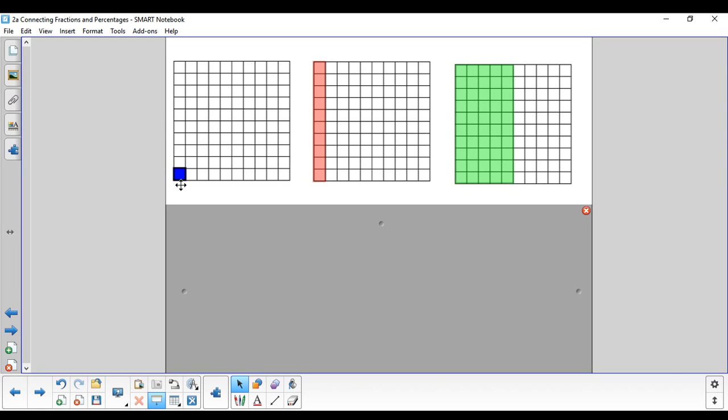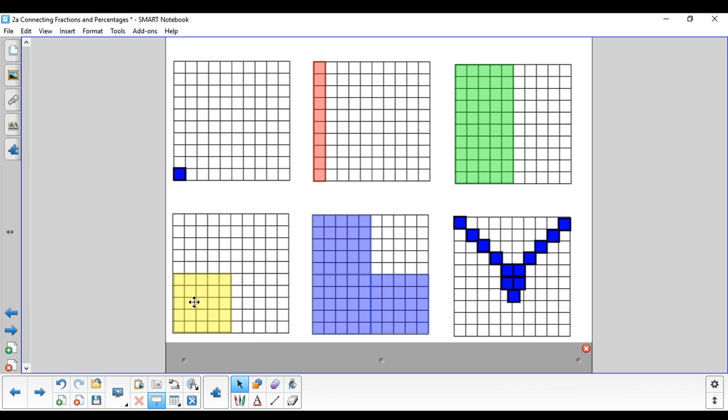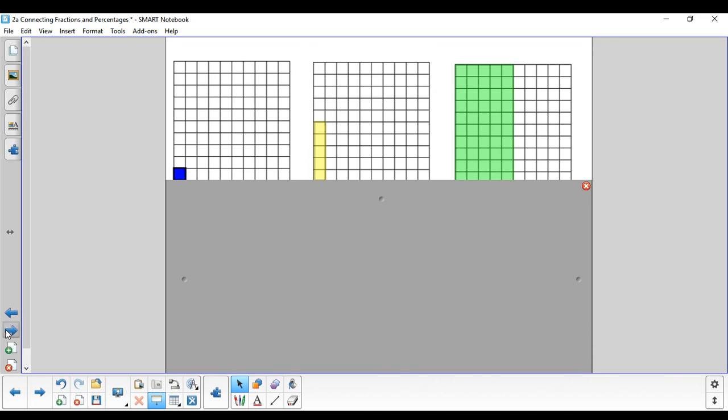Here, you've got 1 out of 100, so that would be called 1%. And then you've got one strip. Remember, a strip's 10, so that's 10%. And 10, 20, 30, 40, 50, so you've got 50%. 5, 10, 15, 20, 25, 25%. You've got 3 sets of that, so it's 75%. And then 1, 2, 3, 4, 5, 6, 7, 8, 9, 10, 11, 12, 13%. So you can get all different patterns.